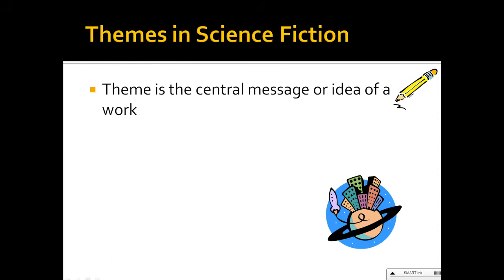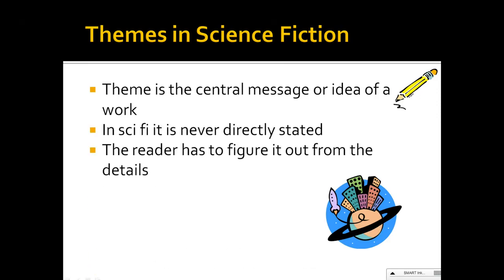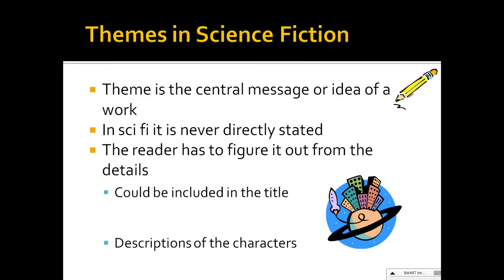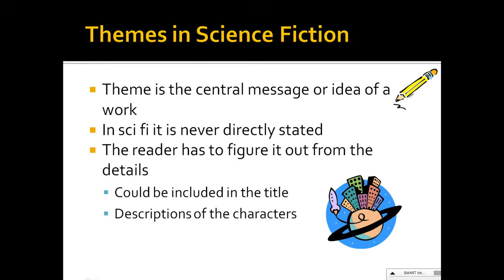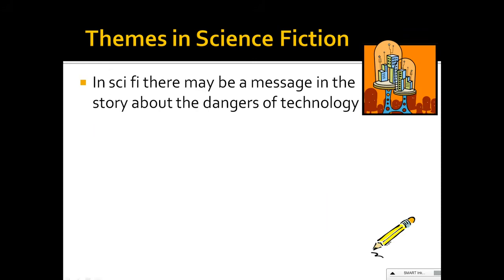So, some of the themes that you might see in science fiction, and again, theme is a central message or idea of a piece of writing. Generally, it's never directly stated. The reader usually has to try and figure it out from the details in the story. And these details could be included in the title, in the description of the characters, in the setting, maybe even hidden within the plot. In science fiction, there may be a message in the story about the dangers of technology or about what happens to characters who live in futuristic settings.